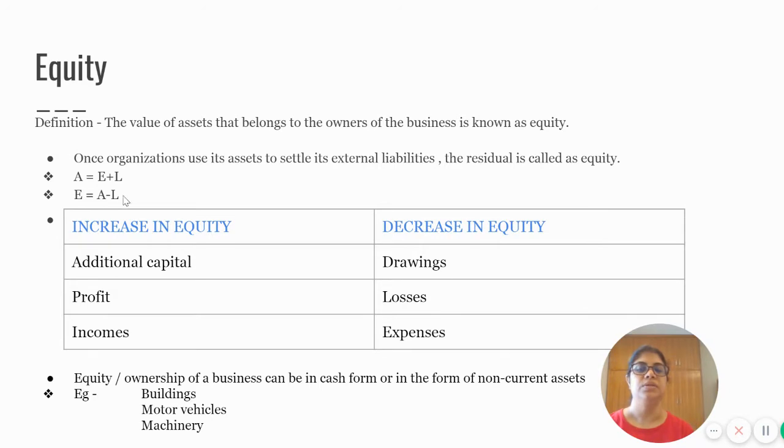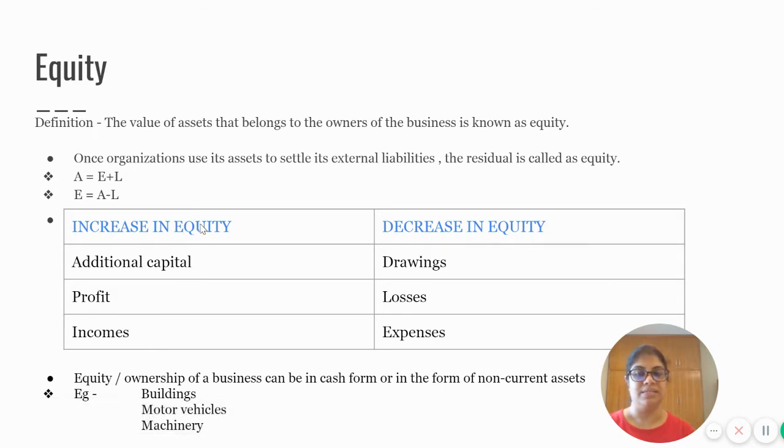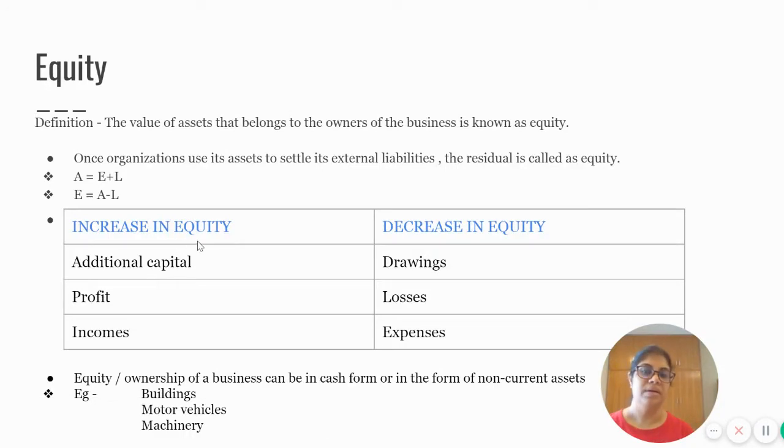So this equity can either increase or decrease. When you invest additional capital in the business, or when you earn profits, if it's an already existing business, from the previous year's profits, the equity can be increased. Or if there are incomes also, it will lead to an increase in equity. So there are three elements which will increase the equity of a business. And in the same way, there will be three ways of decreasing equity as well.